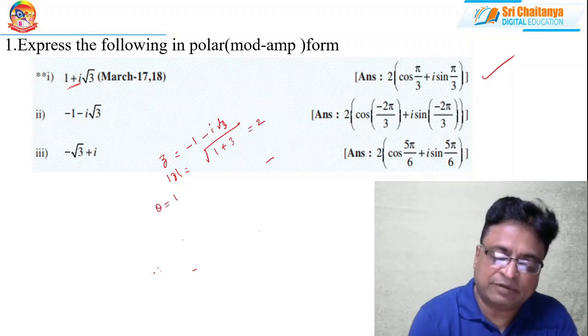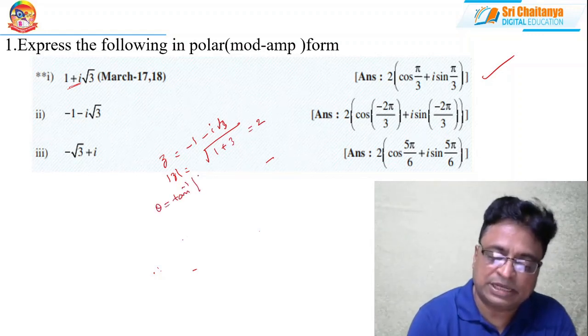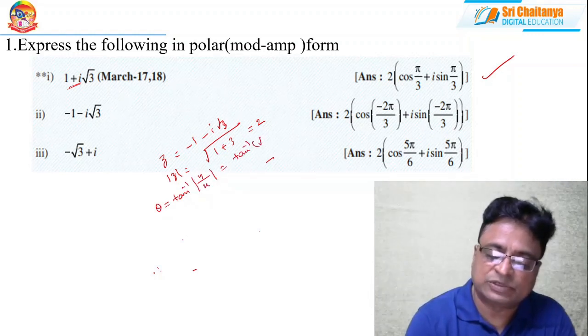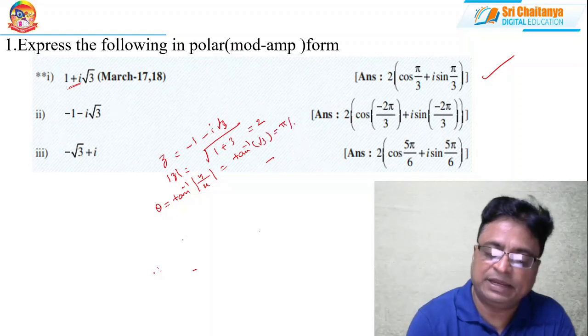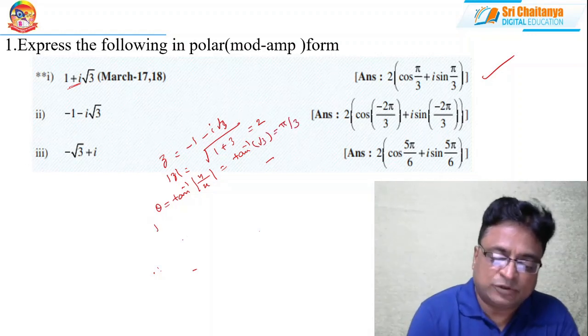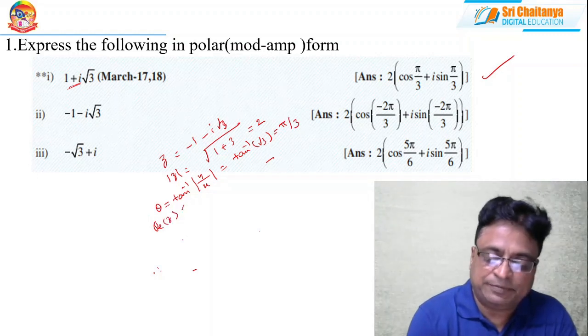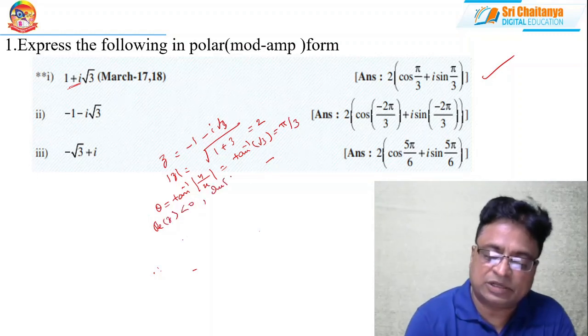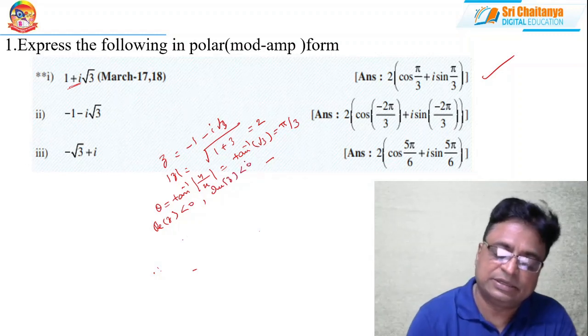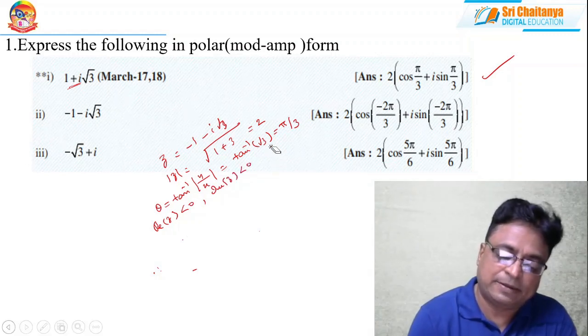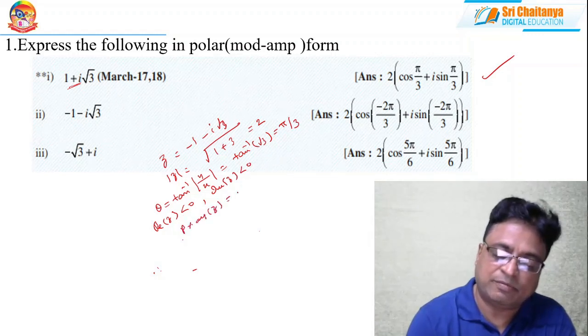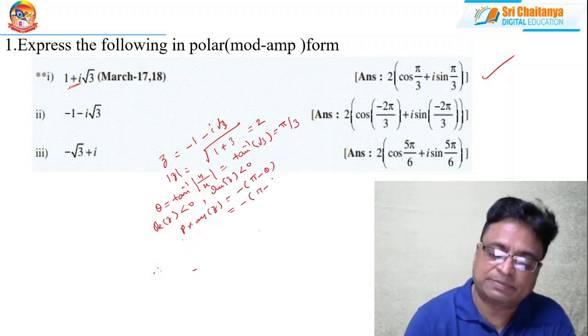Again here I am finding theta, which is equal to tan inverse of mod y by x. Of course minus minus gets cancelled, and I will get tan inverse root 3. This is pi by 3 only. As usual, here my real z is negative and imaginary z is also negative. That is, both are negative. Therefore my principal argument of z is equal to minus of pi minus theta, that is equal to minus of pi minus pi by 3, which is minus 2 pi by 3.